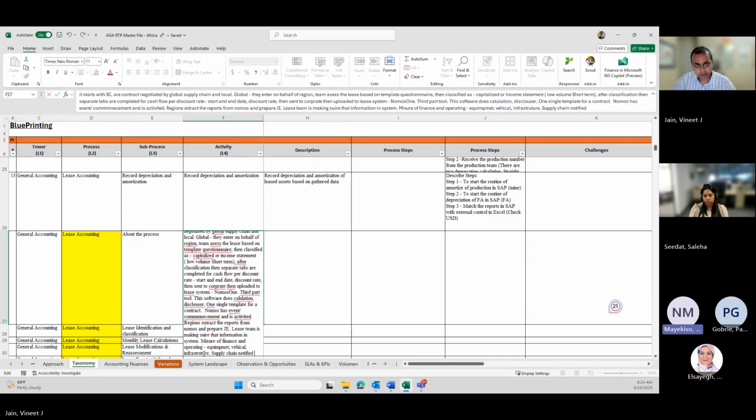So supply chain's involvement is just on the contract side. But once we start talking lease identification, for local supply chain, it goes into the local finance team. It's only the global supply chain that will do the identification. And then once the identification is done, they then notify the region that a lease has been identified.